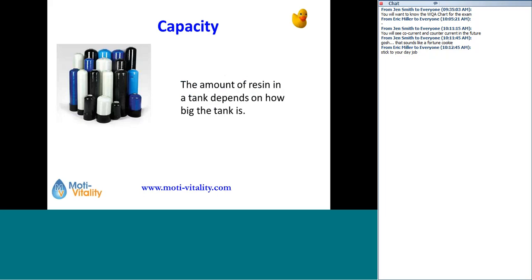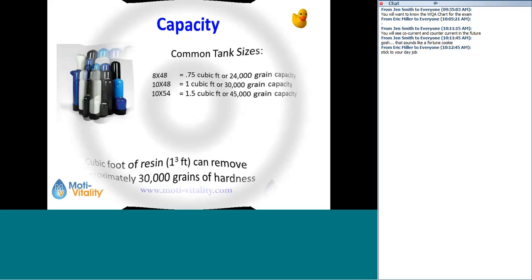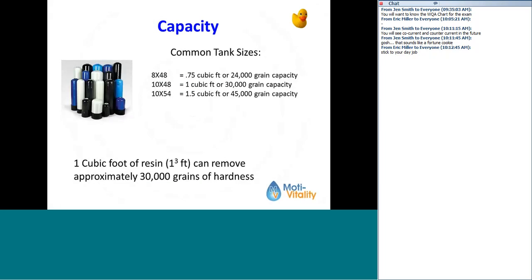So the amount of resin in a tank depends on how big the tank is. Some common tank sizes out there are 8 by 48, 10 by 48, 10 by 54. These are pretty standardized. So you can usually get a pretty good idea, a rough estimate of approximately how much resin is in a tank based on how big the size is.